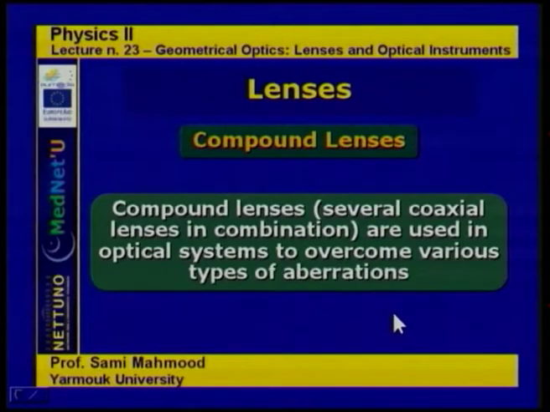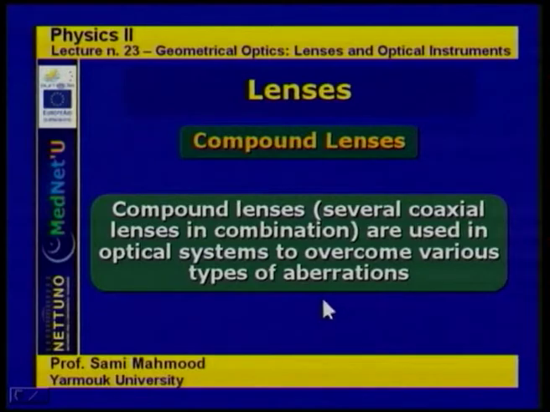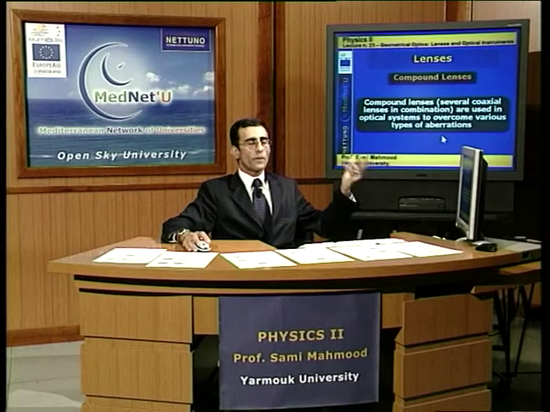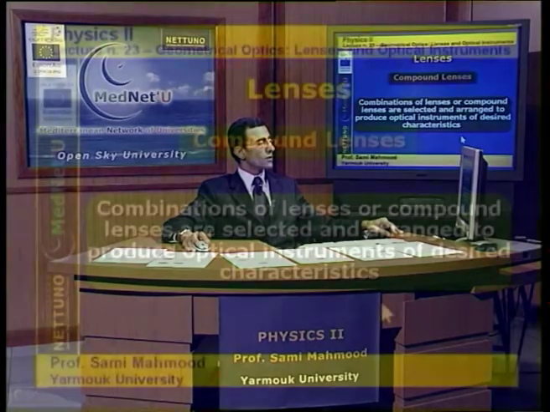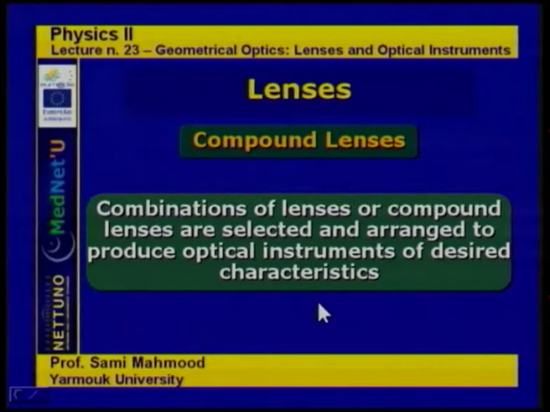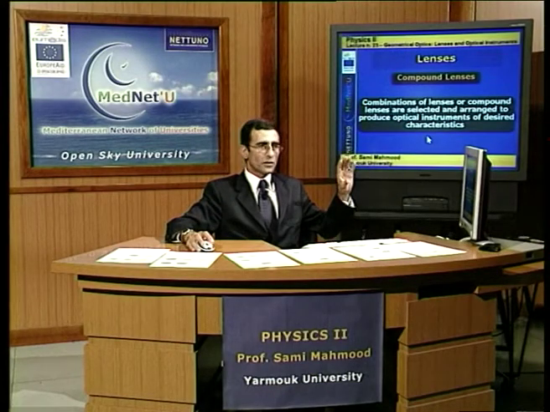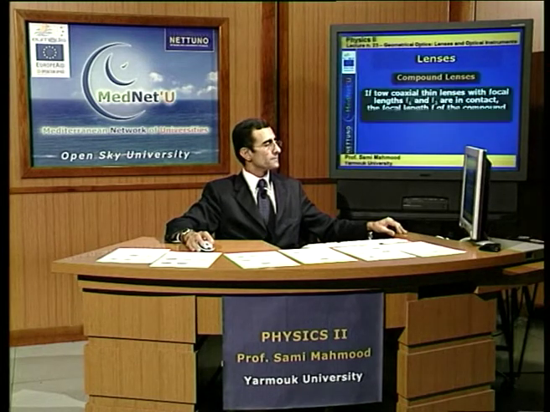And now we talk about compound lenses. These are simple lenses, but what are compound lenses? Compound lenses are several coaxial lenses or combinations of lenses that are put together to perform a certain behavior in an optical instrument. These are used to overcome special types of aberrations and to be useful in optical systems that give the desired behavior. The combinations of lenses are selected and arranged to produce optical instruments with special characteristics, to give the magnification and the configuration that we would like to obtain, as we will be talking about.